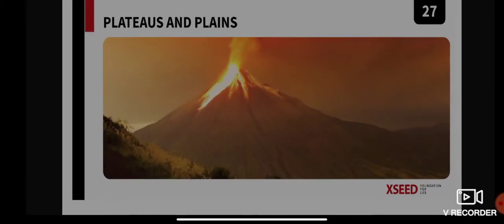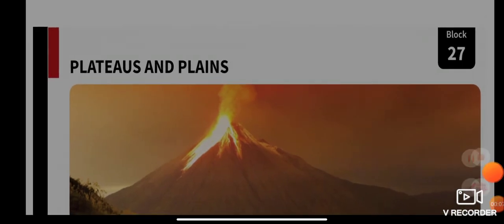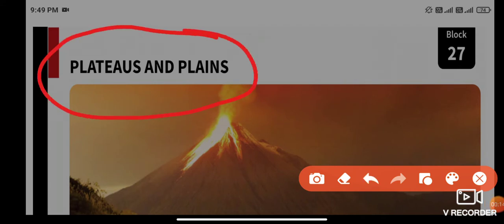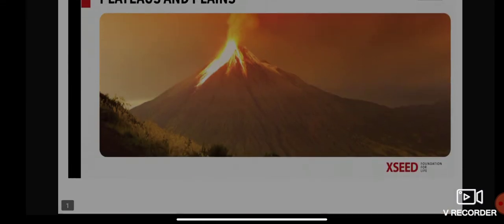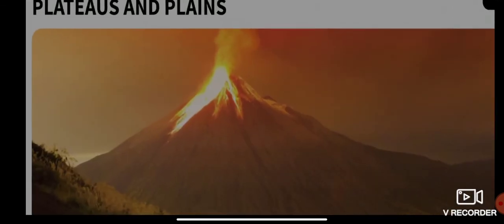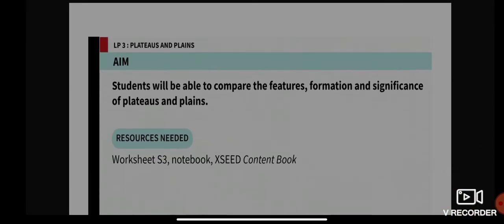So today we will begin with the new topic under block 27. The topic of our discussion for today is plateaus and plains. So let's get started. All right. I'm sure you're also observing the given picture. Okay. So this is a volcanic erupted mountain.